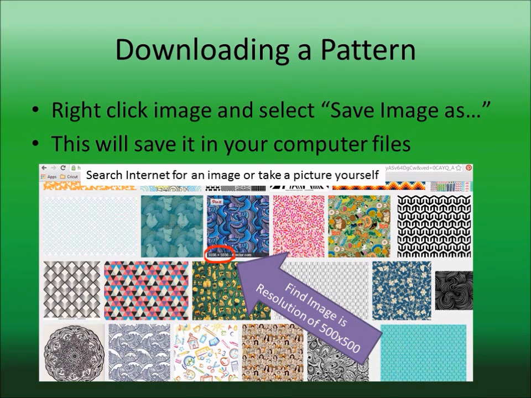First, you're going to search the internet and find an image that you think you would like for a pattern, or you can also take a picture yourself. Just when you're searching for an image, make sure that resolution is at least 500 by 500. Once you've found your image, you can go ahead and right click on that image, select Save Image As, and then type in the name you want for that image, and then it will go ahead and save to your computer files.